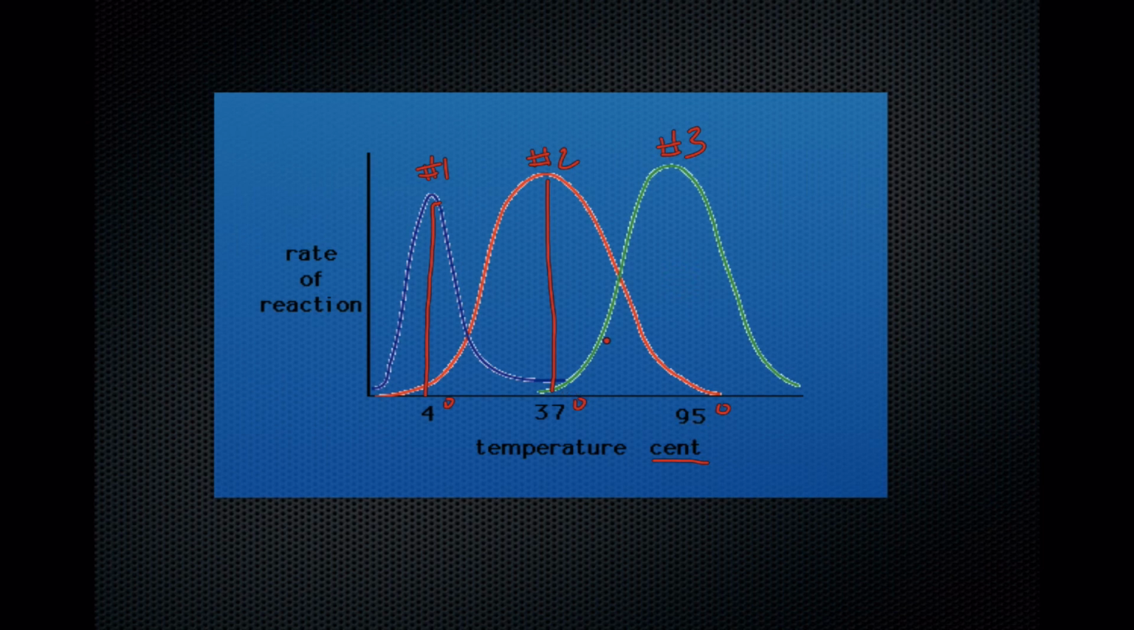And finally, this enzyme represented by the green line, number 3, is peaking in its efficiency, or its ability to work, at 95 degrees Celsius, which is really close to boiling. This could be an enzyme found inside a bacterium that lives in hot springs or inside of geysers. I want you to see from this graph that temperature also affects how well an enzyme works.